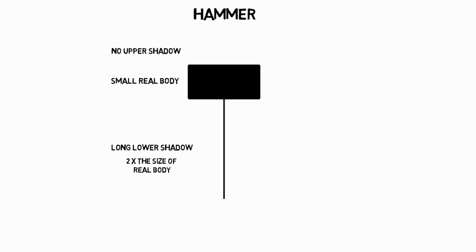Let's take a look at how a hammer forms. Bears were in charge at the start of the session and pushed the price lower. This new low was rejected by bulls who pushed the price back up, creating a long lower shadow. This is how a typical hammer looks.